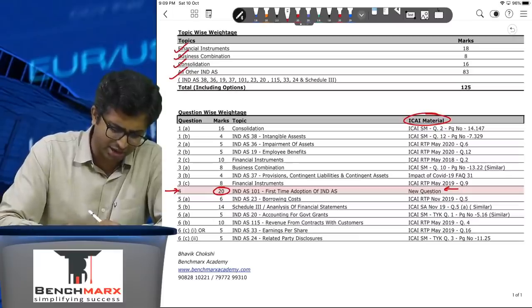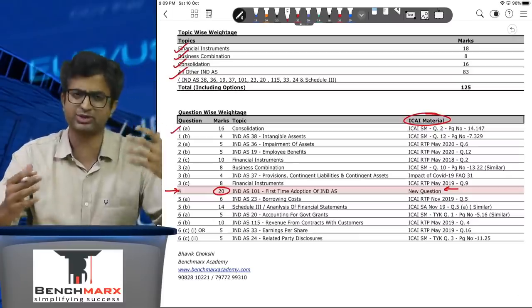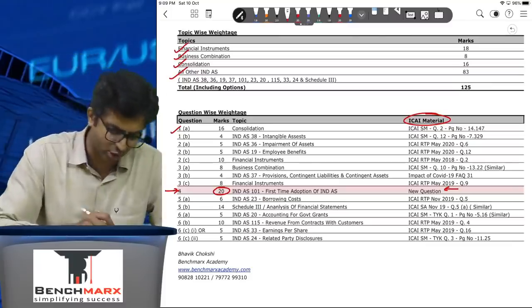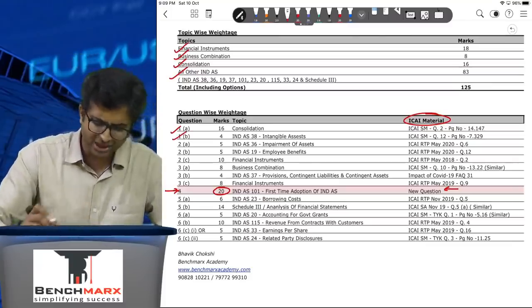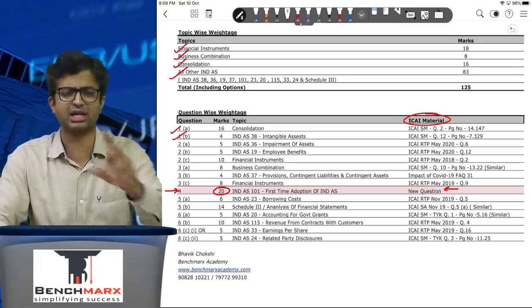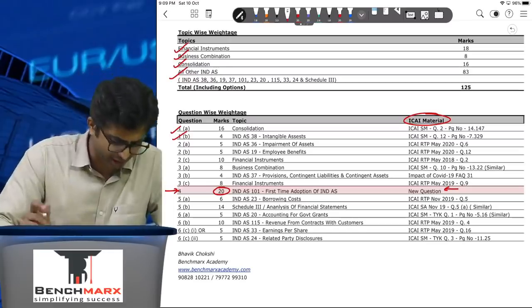Question number 1 was on consolidation. This was for 16 marks, based on past exam questions, also there in your study material. Easy, I mean, it covers a lot of adjustments. Question 1B was on intangibles. It's there in your study material, if I'm not wrong, question number 12.